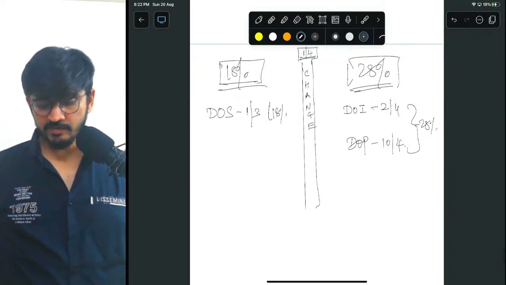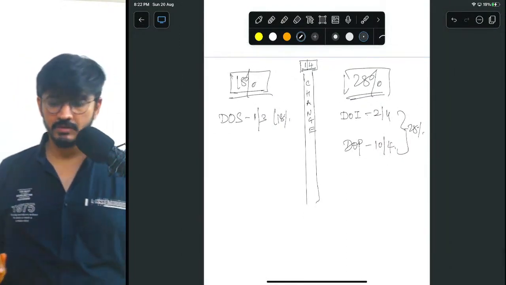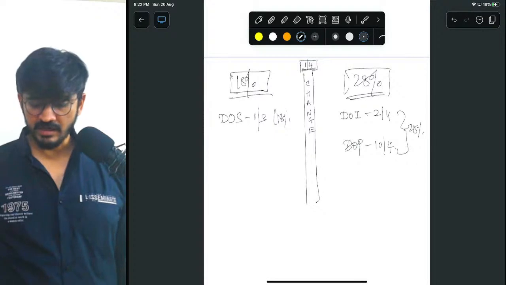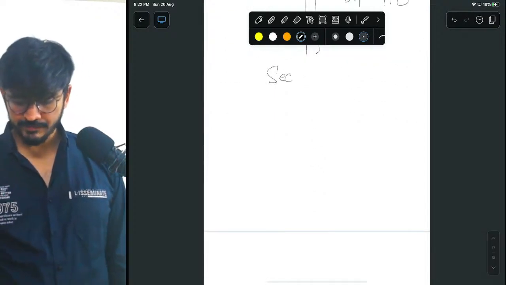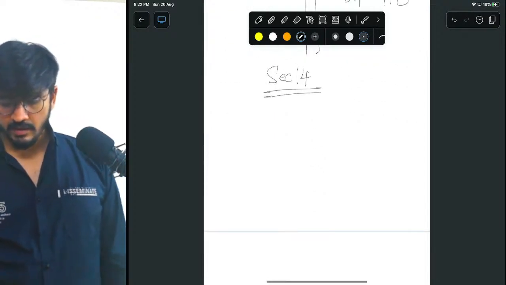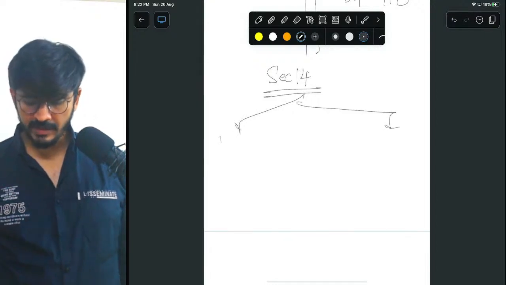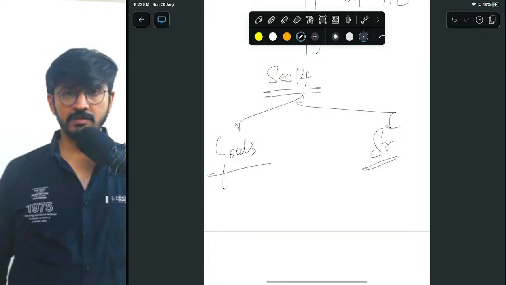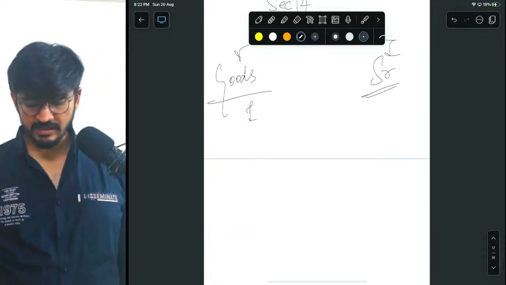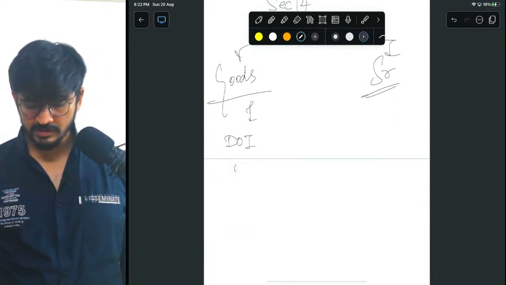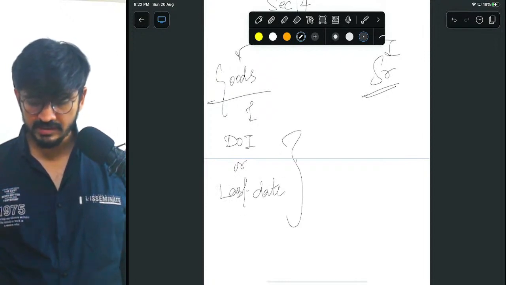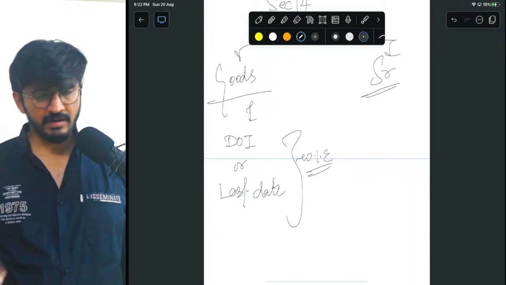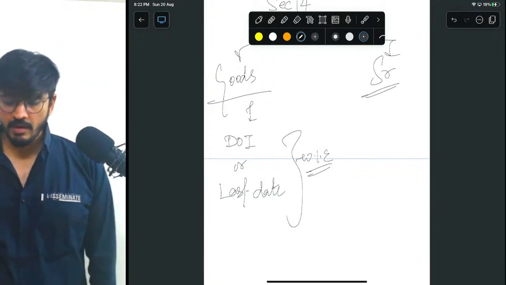In that case, my dear friends, all I want to tell you is we will surrender ourselves to section 14. But section 14 plays differently for goods and differently for service. For goods, the concept is very simple: date of issue of invoice or last day to issue invoice, whichever is earlier, very similar to 12.2.